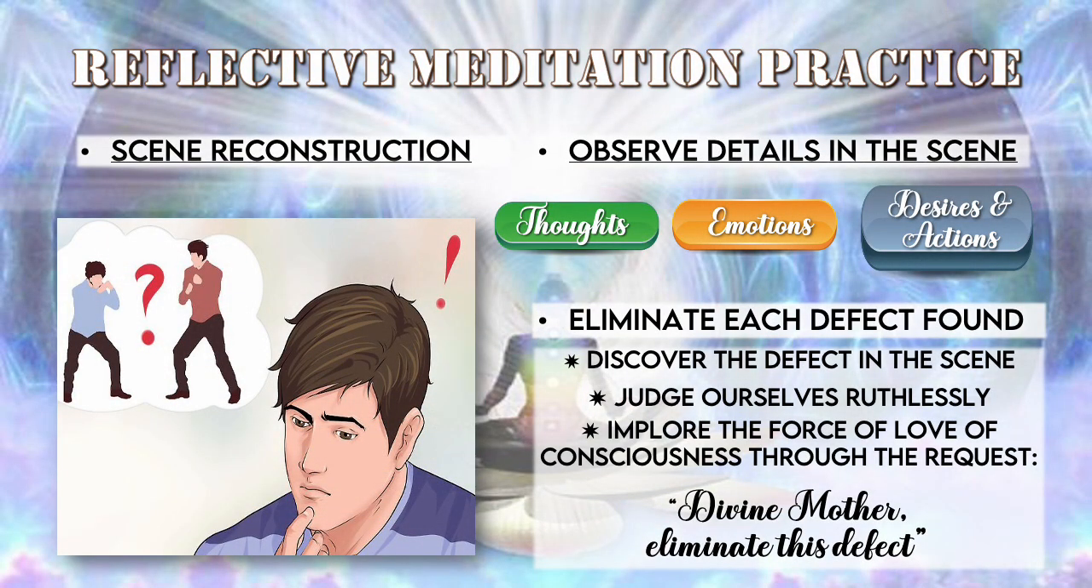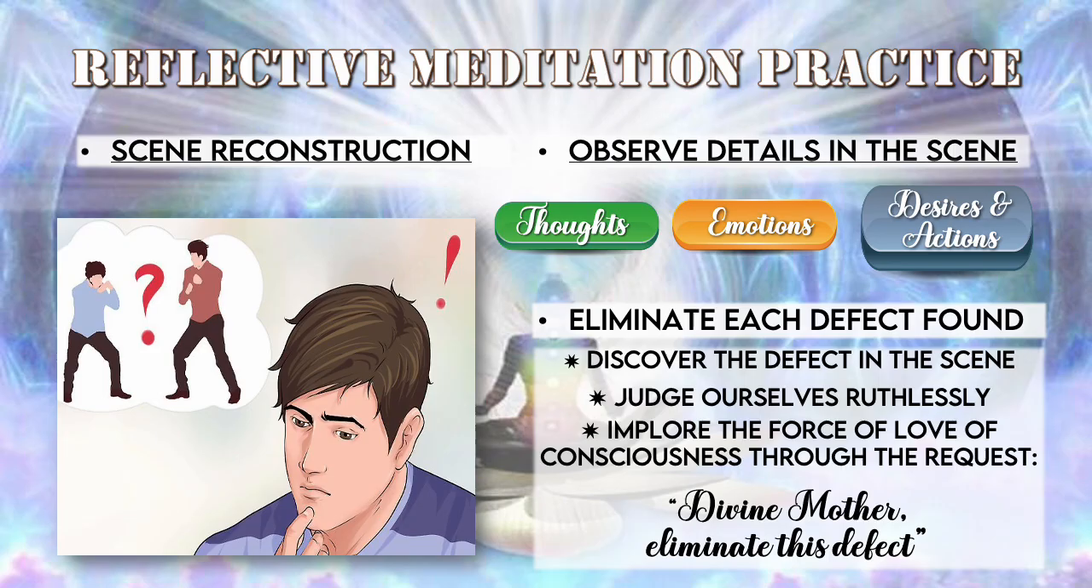Now we will begin the practice of reflective meditation. Using our conscious imagination, we will bring to mind a scene in which a psychological defect we have chosen to work on clearly manifested itself. As we reconstruct this scene, we will observe it calmly, as if we were watching a movie, remember, without identifying ourselves with it.